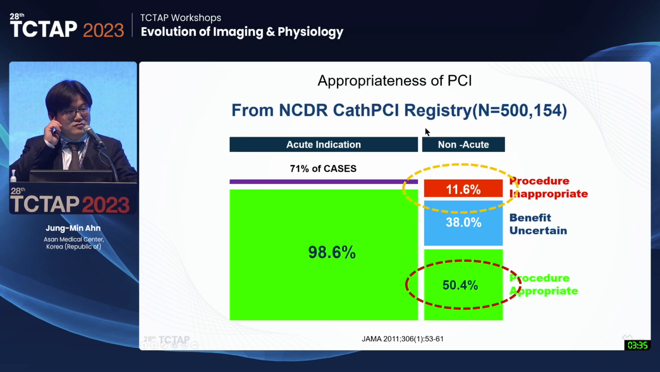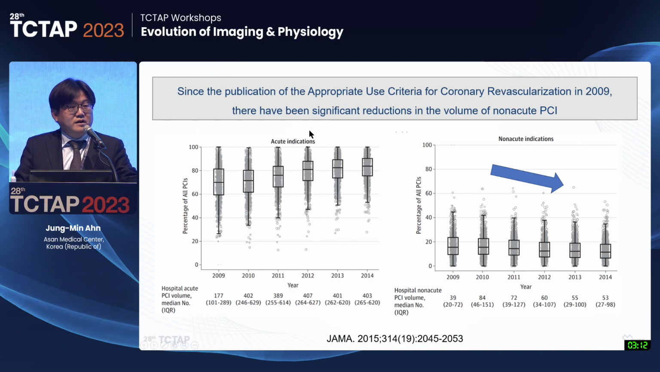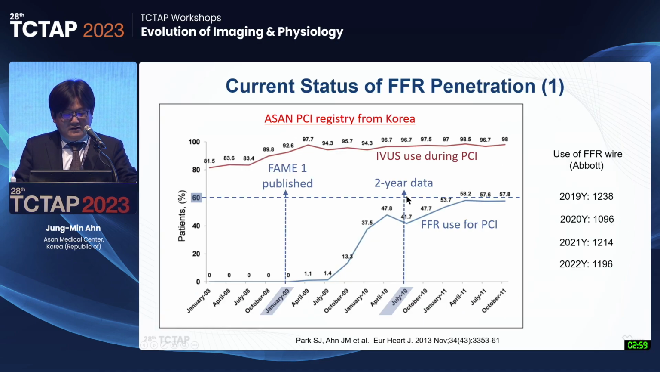Previously, the United States published appropriateness data for PCI from the NCDR registry, which showed that acute indications were mostly appropriate, but for non-acute indications, only 50% of procedures were considered appropriate: no angina, no risk of ischemia, suboptimal medication. After publication of the AUC criteria, the NCDR registry showed a significant reduction in the volume of non-acute PCI. It's a benefit of public reporting, I think.